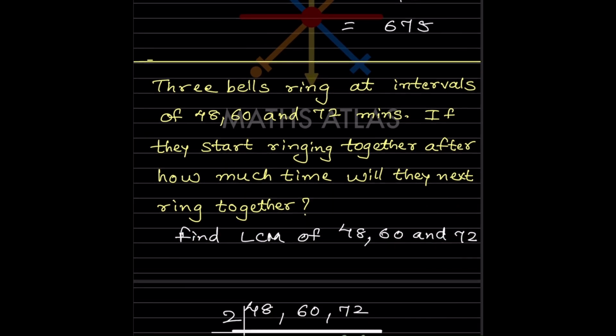So now here 3 bells ring at intervals of 48, 60 and 72 minutes. If they start ringing together, after how much time will they next ring together? So first thing we are going to do, we are going to take the LCM of this one, that is 48, 60 and 72.